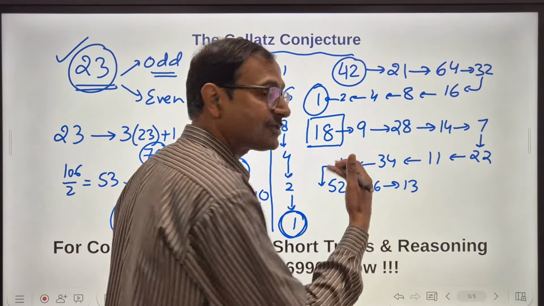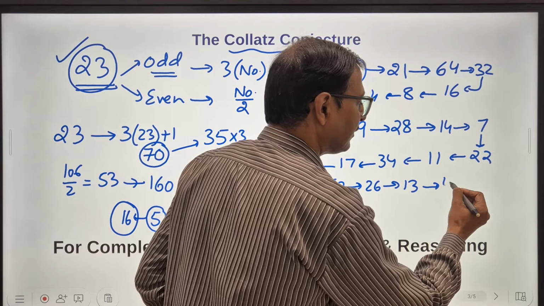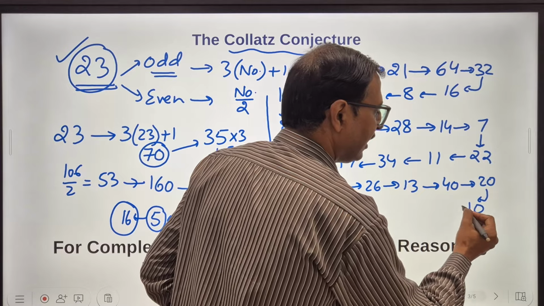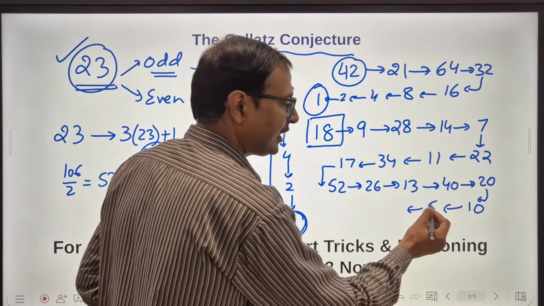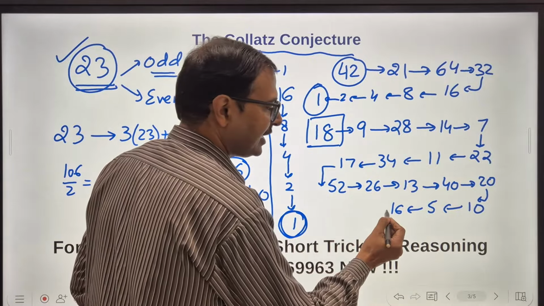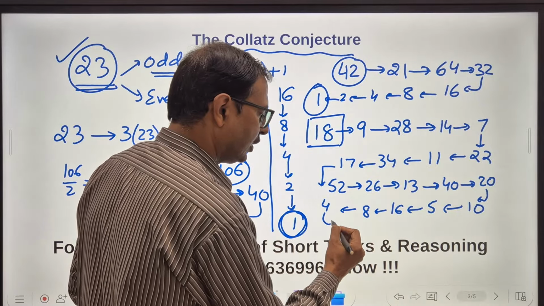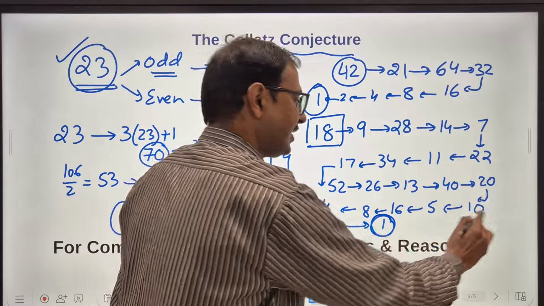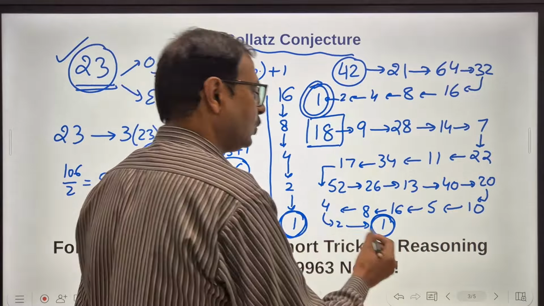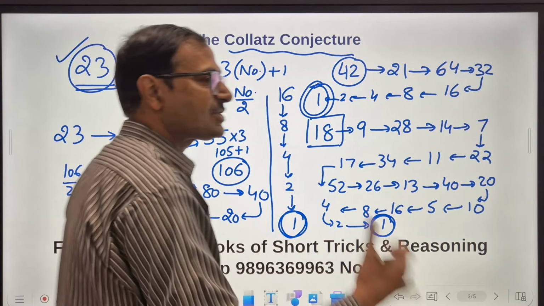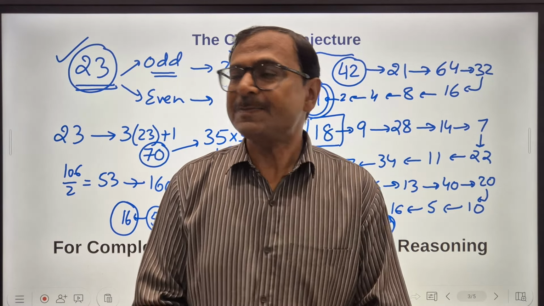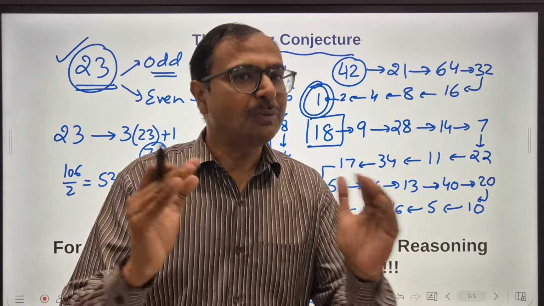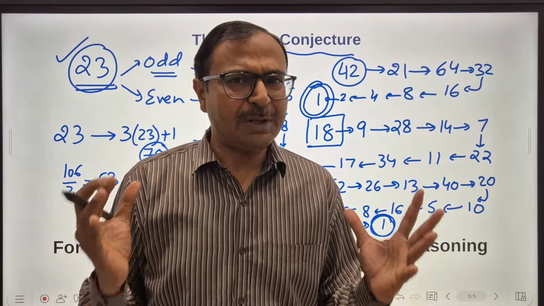See, the number of steps. 13 threes are 39 plus 1, 40. Half of this is 20. Then half of this is 10. Half of this is 5. 5 threes are 15 plus 1, 16. And once you get to 16, it is pretty easy. 8, 4, 2 and finally 1. See the number of steps here. 18 has given us so many numbers, but ultimately we are getting to the same number 1. And this is called the Collatz conjecture. Irrespective of whatever number you start with, follow this process, you are always going to get to 1. Let me know in the comments what can be the possible logic for this.